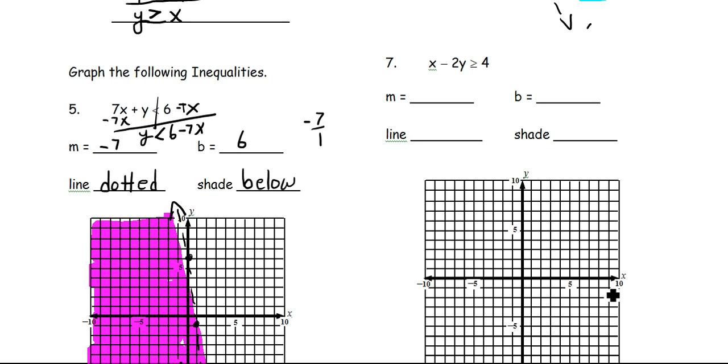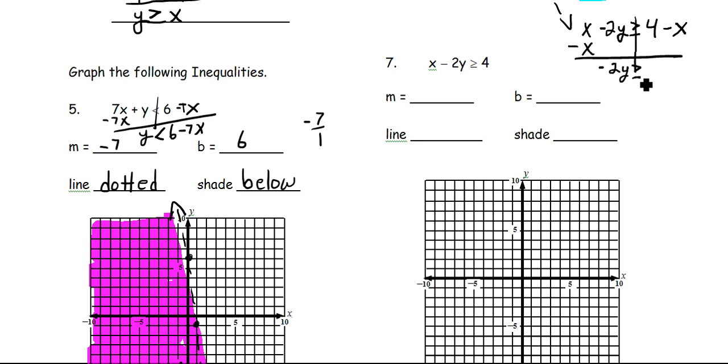Let me get my pen going here. All right, and move down. So here we're going to rewrite our equation. I'm going to try to give myself some room here. x minus 2y is greater than or equal to 4. I'm going to move the term that's on the same side as the y. I'm then left with -2y is greater than or equal to 4 minus x.